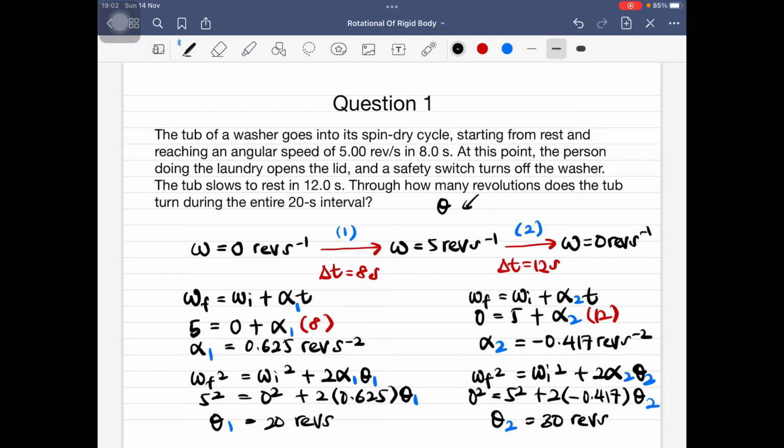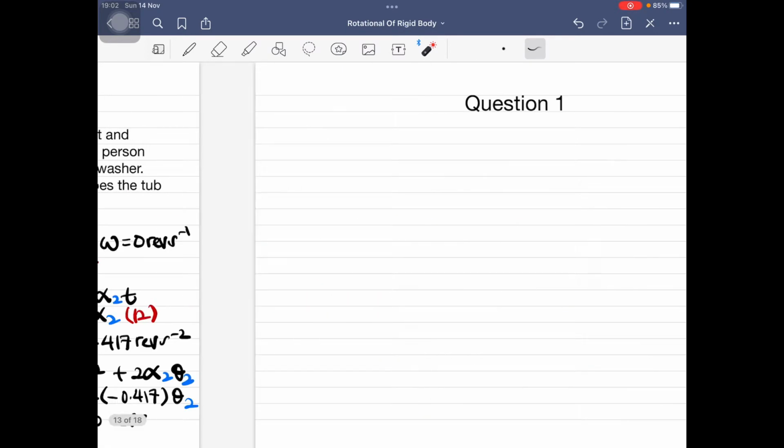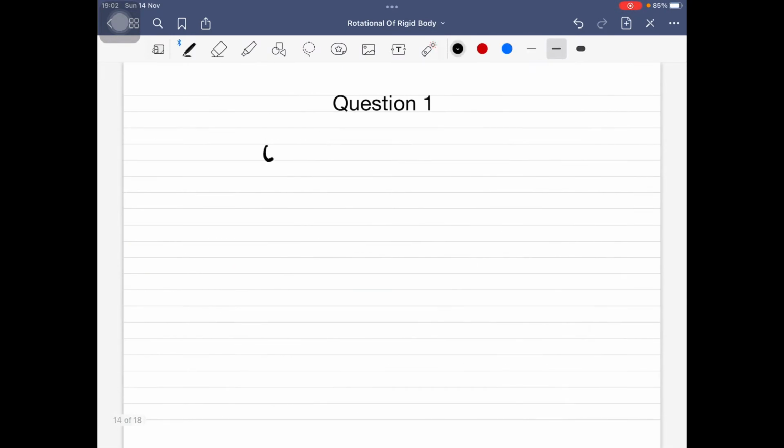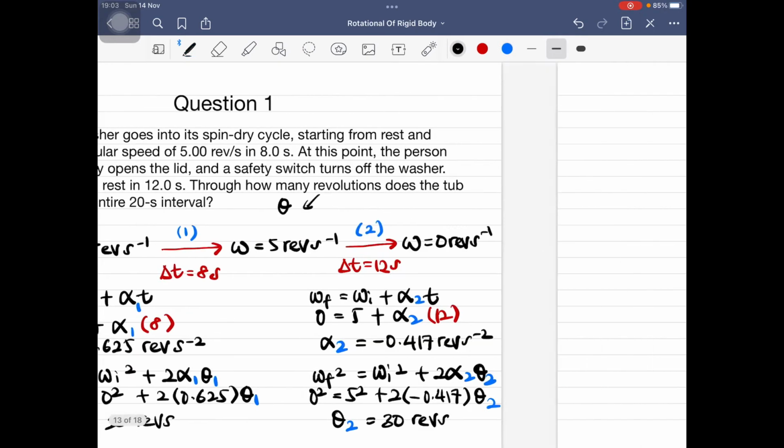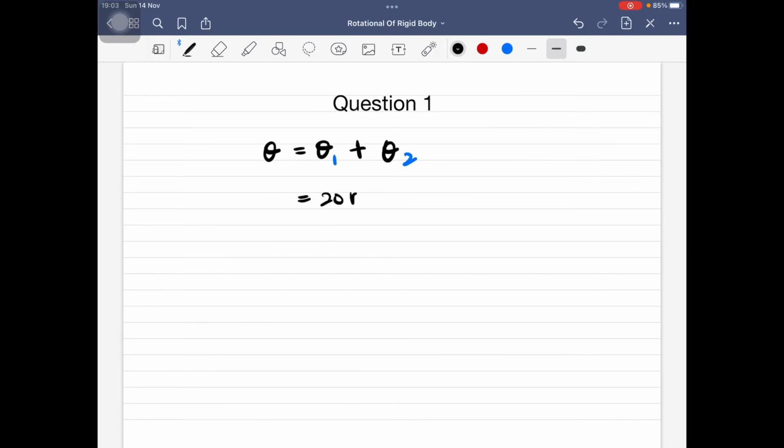So now I have theta 1, which is from the first part, and theta 2 from the second part. Now we're going to add these two because the question asks how many revolutions for the entire 20-second interval. So total revolution will be revolution from the first part added with revolution from the second part. So first part we have 20 revolutions, plus the second one, which is equal to 30 revolutions. So the total revolution for that 20-second interval will be 50 revolutions.